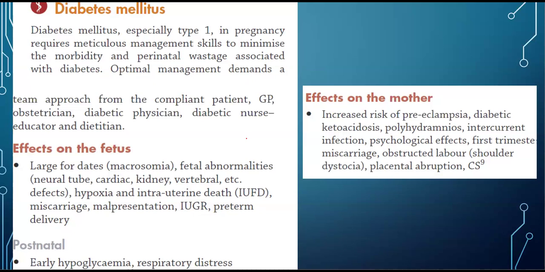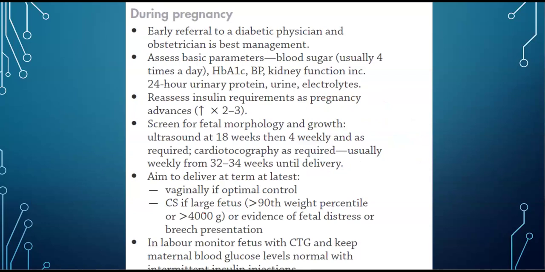So if we can't control diabetes during pregnancy, there is always a risk for both baby and the mother. You can read those risks in your own time. But most importantly, a baby with a mother who has uncontrolled diabetes can get quite large. So macrosomia, fetal abnormality like neural tube defect, multiple organ defects, all of this can happen. So that's why it is very important to control the blood sugar during pregnancy.